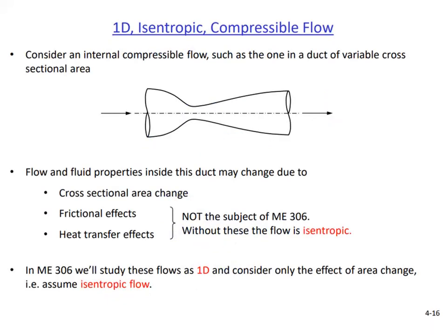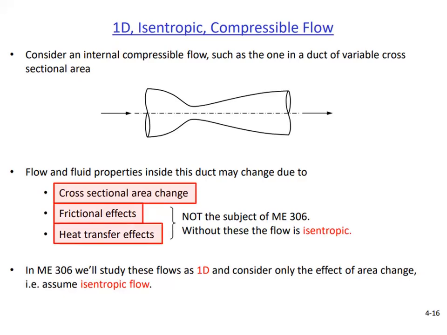Consider compressible flow inside a duct with variable cross-sectional area, similar to the one shown here, but not necessarily in this shape. Flow and fluid properties in this duct, such as density, pressure, speed, or temperature, may change mainly because the cross-sectional area changes, there can be frictional effects, or there can be heat transfer.